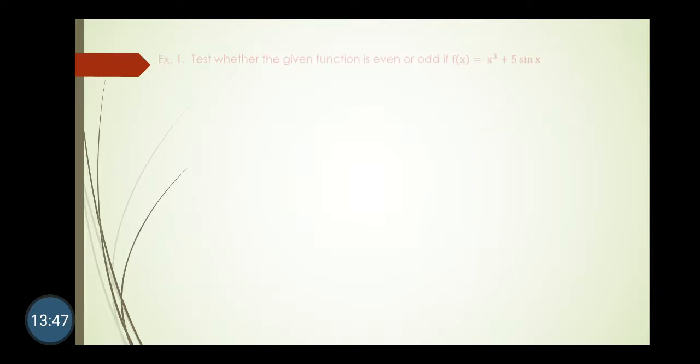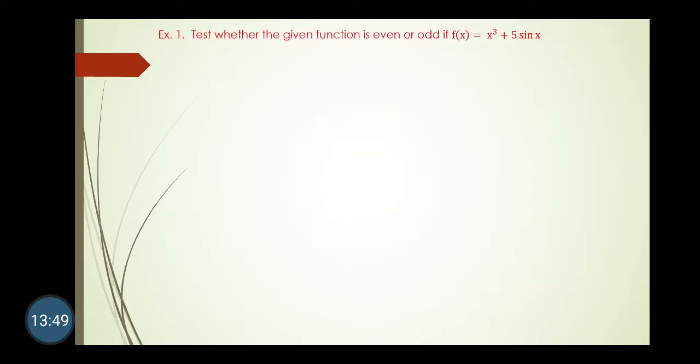Now we will see the examples for odd and even function only. Now the first one is what? Test whether the given function is even or odd. See, x cube plus 5 sin x. So this is the given term.